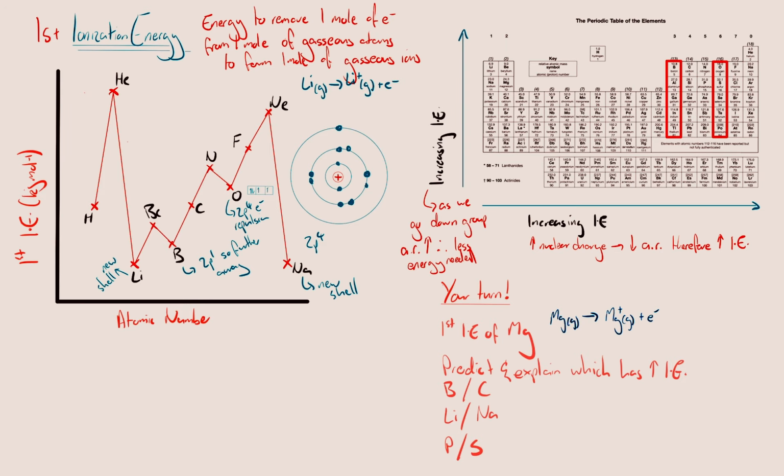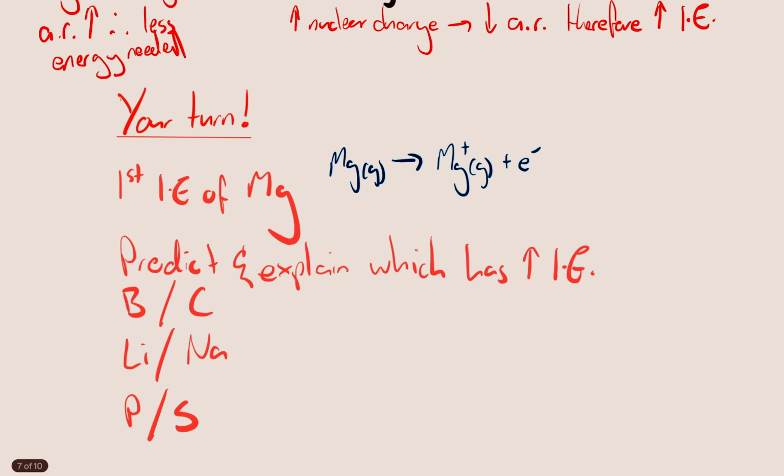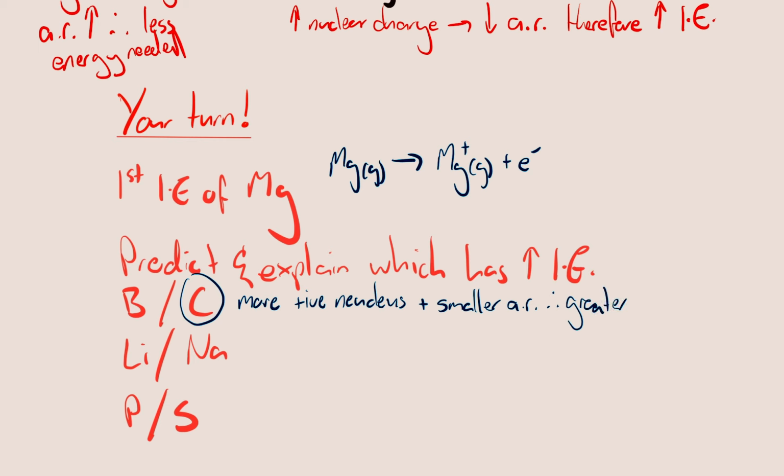So here, B and C is going to be C. Reason why? More positive nucleus plus smaller atomic radius, therefore greater nuclear charge, greater nuclear attraction.